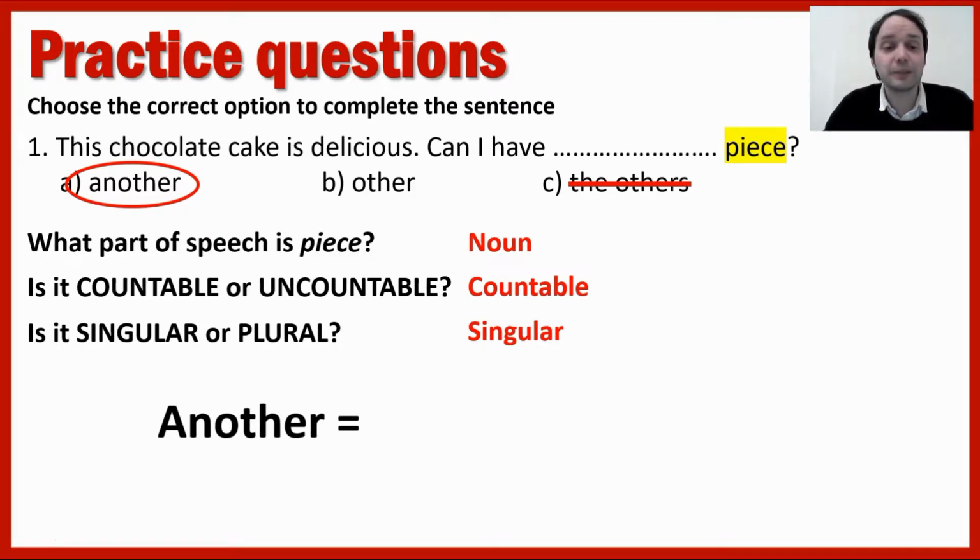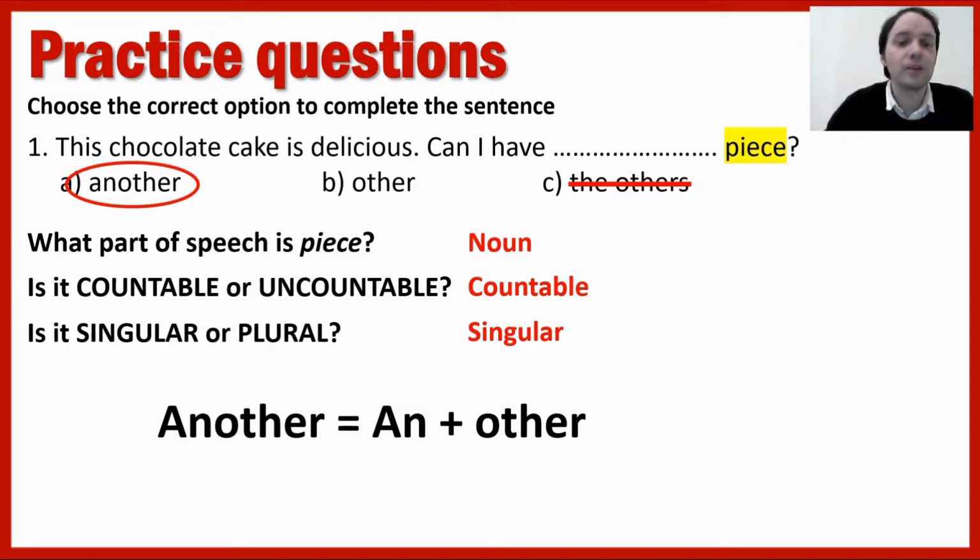Why is this the correct answer? It's because another is an other. And we know that a and an mean one. So because piece is singular, we know this is one other piece, an other. So this chocolate cake is delicious. Can I have one more? Can I have one other? Can I have another piece? So can I have another piece?